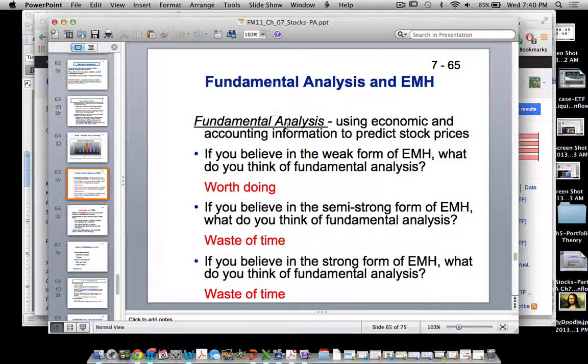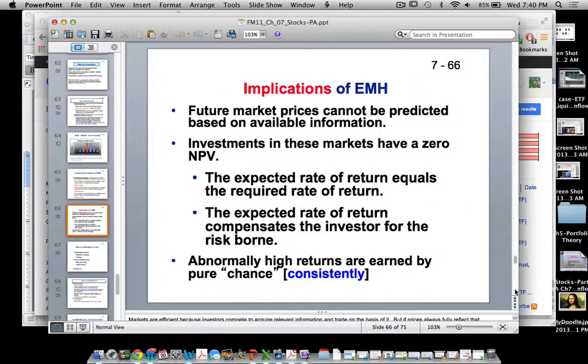So if you do fundamental analysis, if you believe in weak form, it's worth doing. See, that's why fundamental analysts have good jobs in asset management companies. So looking at the macro scene of the economic system, looking at company balance sheets, the betas, the price to earnings, that's good. But if you believe in semi-strong, it's a waste of time. If you believe in strong form, it's a waste of time. The implications of EMH are that future market prices cannot be predicted based on available information.